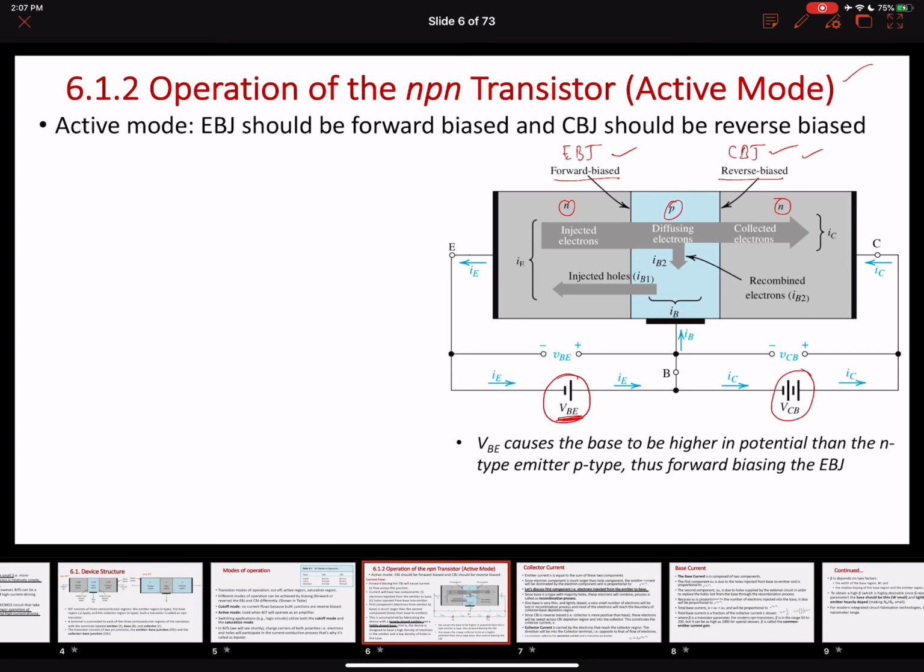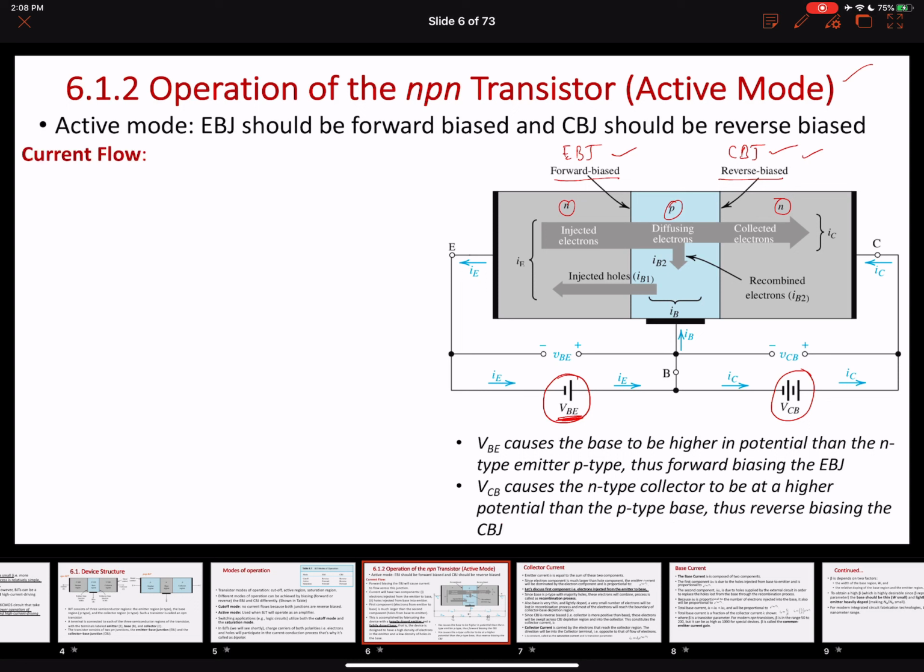So when we forward bias the emitter-base junction, our current will flow across this junction, right? And so let's look at the currents in more detail. Important thing, when we forward bias this emitter-base junction, our current will flow, but it will consist of two components. One component will be the electrons that will be injected from the emitter to the base, and the other component will be the holes that will be injected from the base to the emitter.